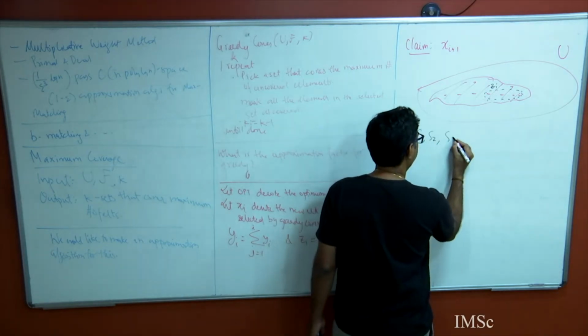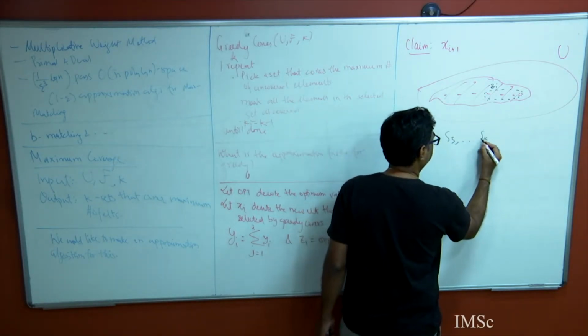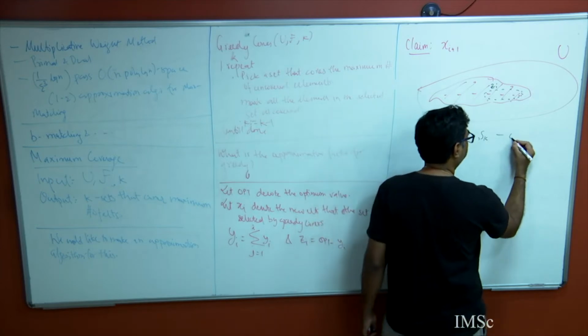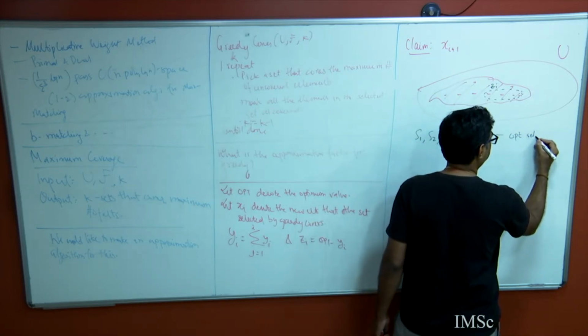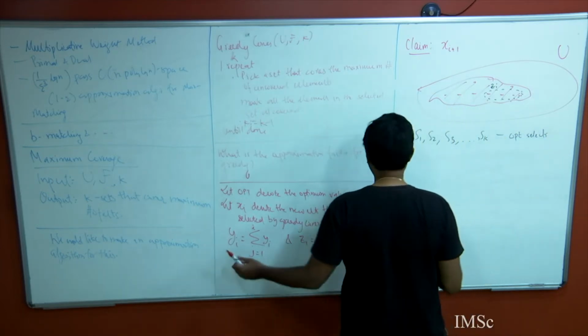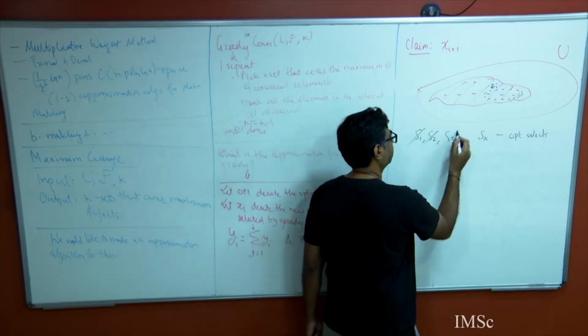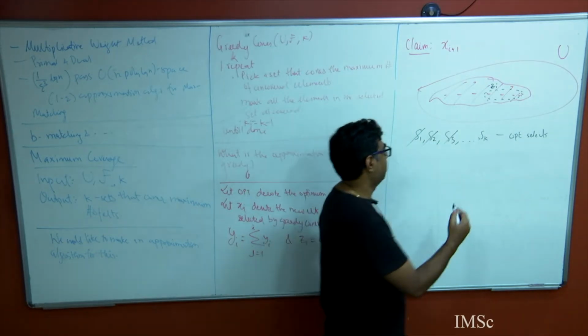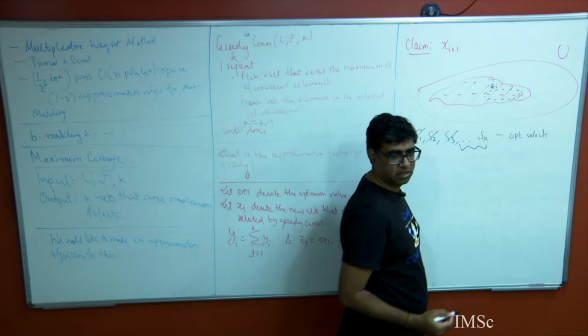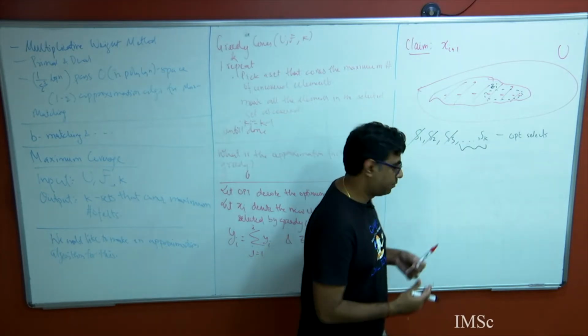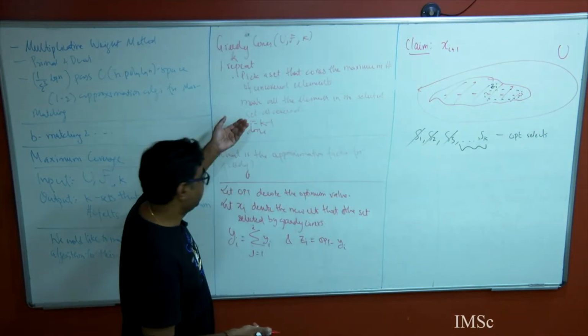S1, S2, S3, dot dot dot, Sk. These are the k sets OPT selects. Now, up until now, you might have picked up some sets in your solution, but the remaining ones have not been picked up by my greedy sets.